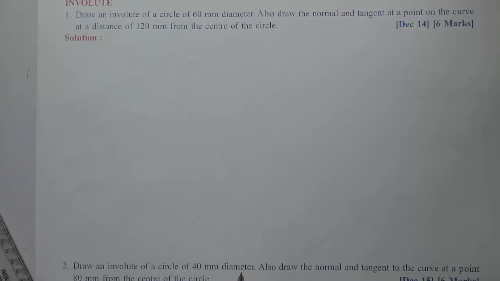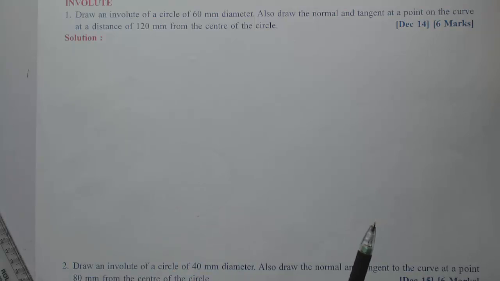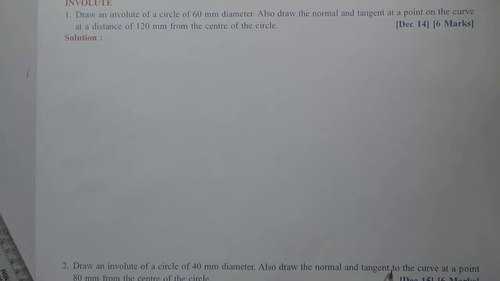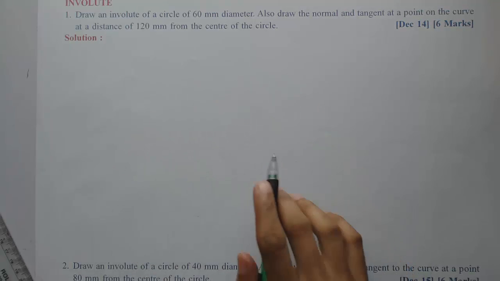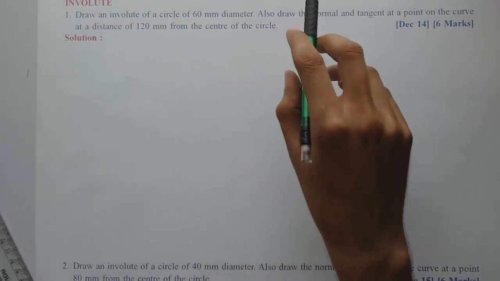Now we'll start with the next type of engineering curve, which is involute. I'll define the involute while solving the problem itself. So first I'll read the problem. Draw an involute of a circle 60 mm diameter.